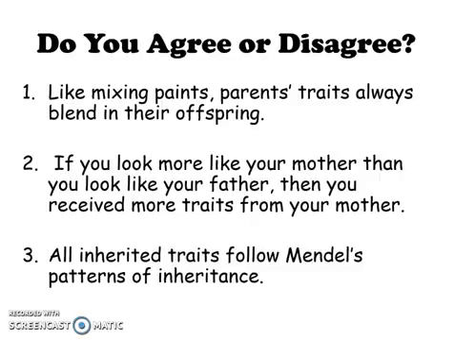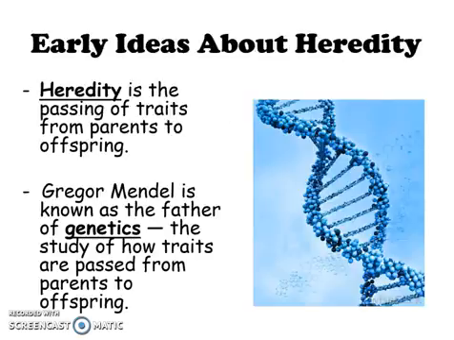So now that you've got your answers, let's see if we can answer a few of those in the next few slides. All right, so here are some early ideas about heredity. Heredity is the passing of traits from parents to offspring. So characteristics are passed down from parents to their children. Gregor Mendel is known as the father of genetics. And pretty much genetics is the study of this heredity. It's the study of how traits are passed from parents to offspring.